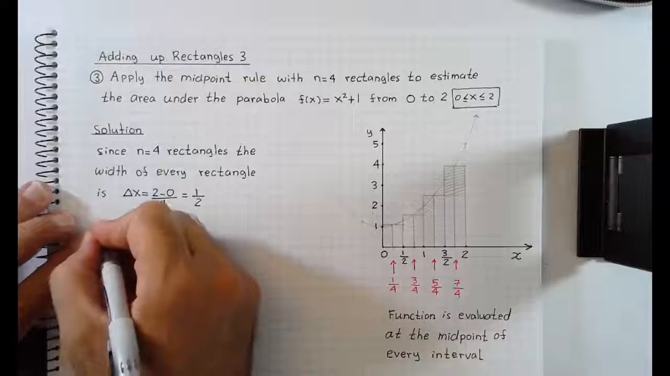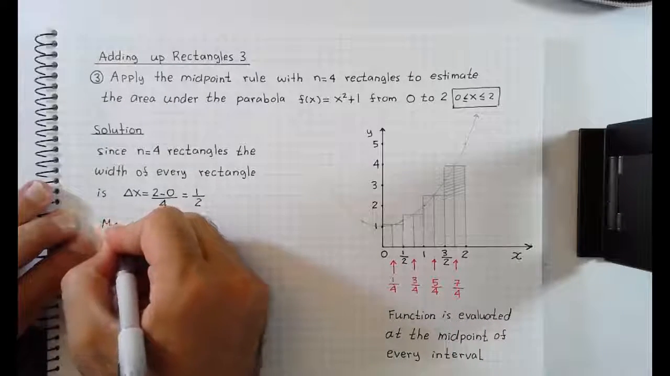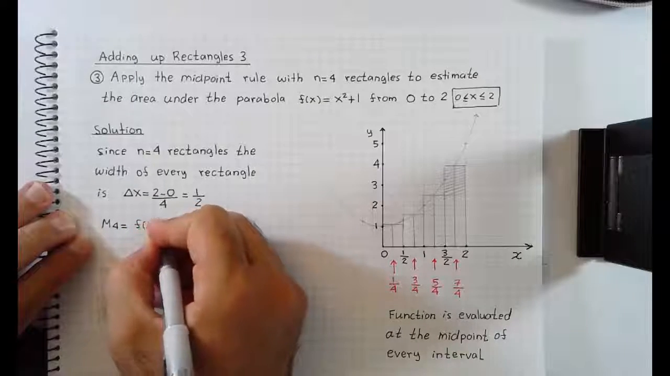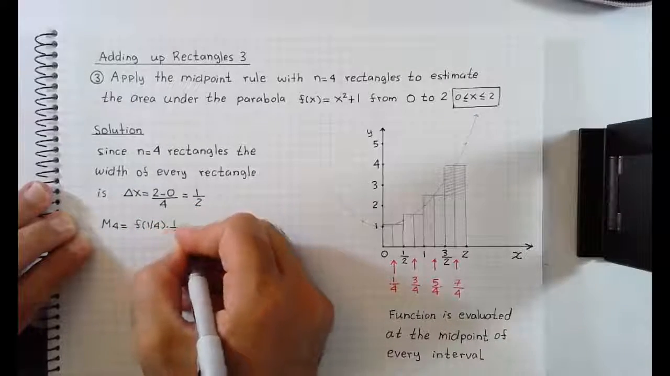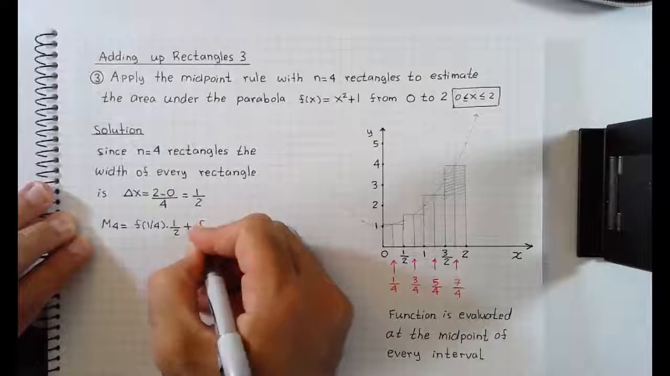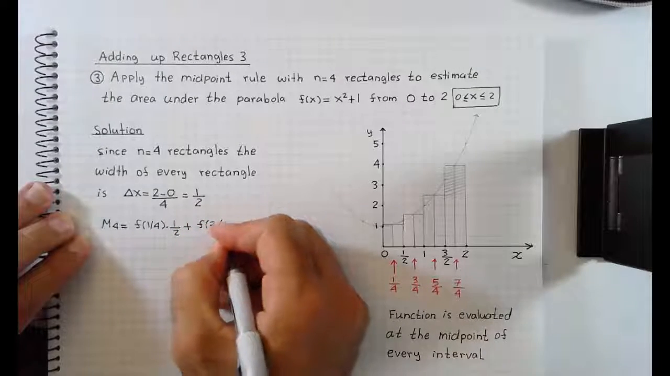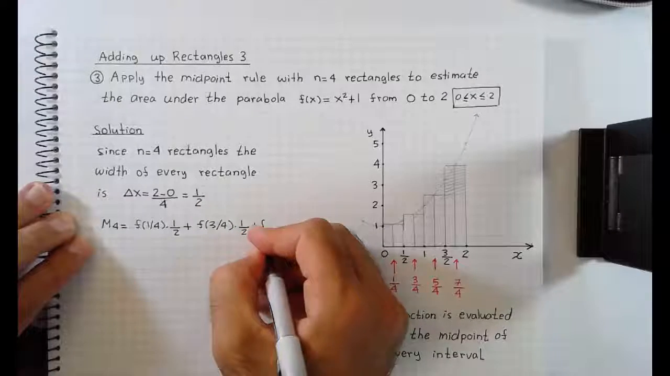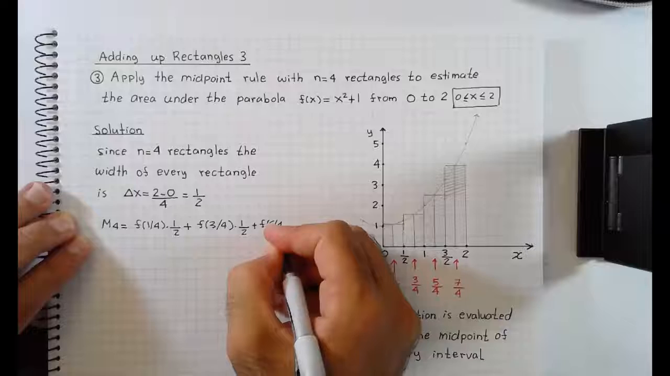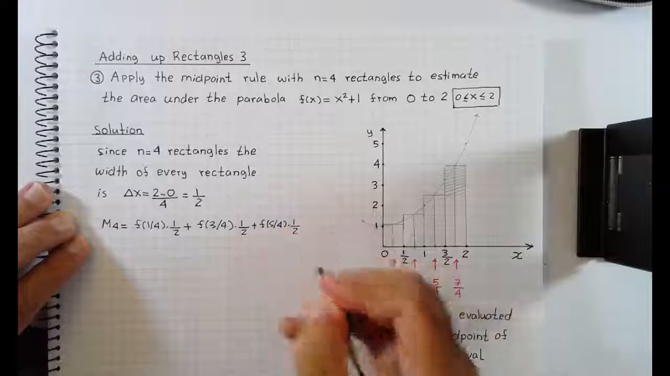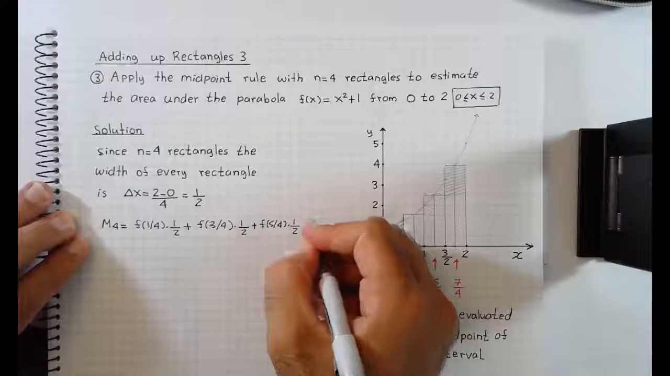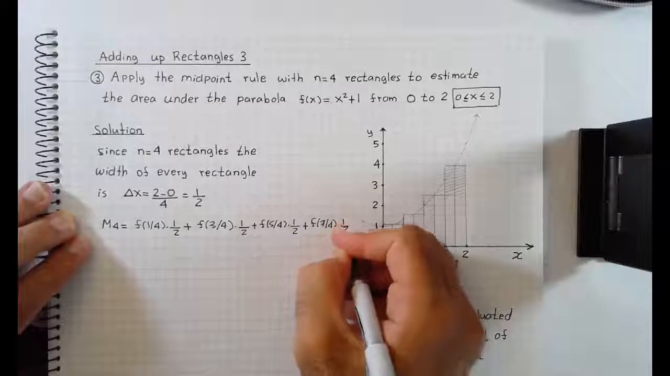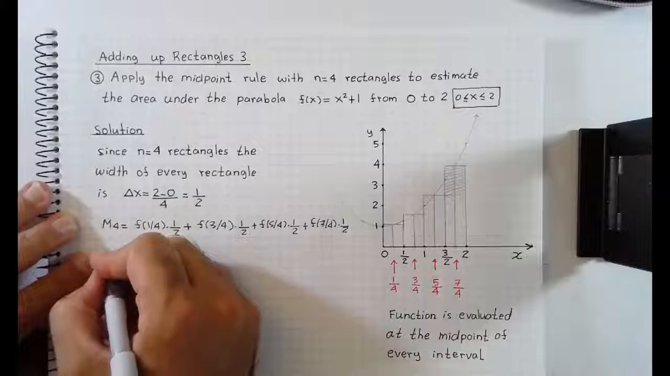Okay, let's calculate M4. M4 is f of 1/4 times 1/2 plus f of 3/4 times 1/2 plus f of 5/4 times 1/2 plus f of 7/4 times 1/2. Let's simplify this.